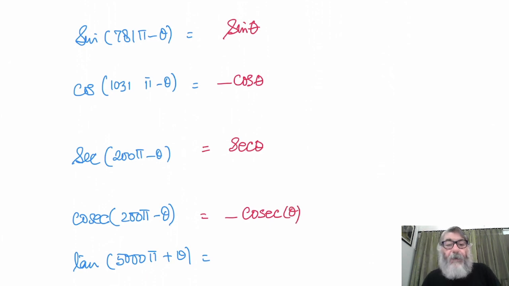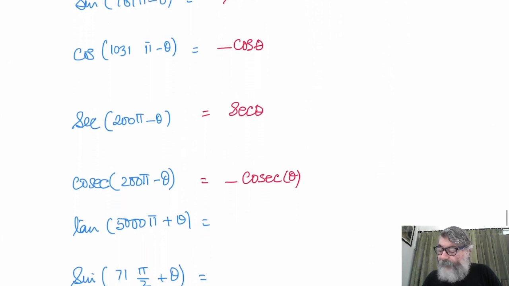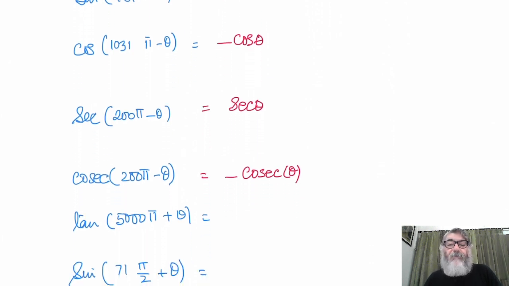Tan of 5000 pi plus theta. Again 5000 pi is going to fall along OX, plus theta. It will go into the first quadrant. In first quadrant you don't have to worry, everything is positive. So tan will be tan theta only. Because when it is pi plus theta or pi minus theta, when it is multiples of pi, even and odd, sine will remain sine, cos will remain cos, tan will remain tan, cosec cosec, sec sec, and cot as cot.